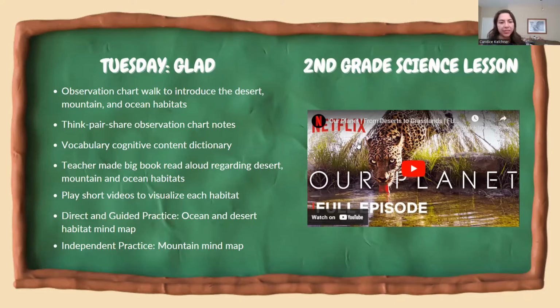Direct and guided practice will consist of the teacher creating a mind map for the ocean and desert habitats. First, the teacher will model how to use a mind map, how to transfer the knowledge that was acquired throughout the day onto this mind map, and then ask for student volunteers, give them opportunities to think, pair, share about things that can be added to this mind map, and then provide in-the-moment feedback based off student responses.